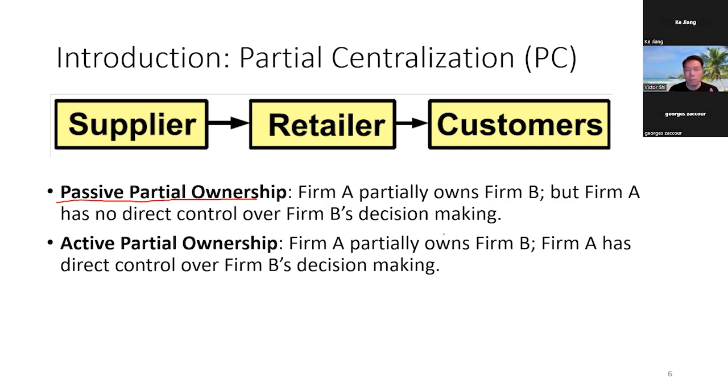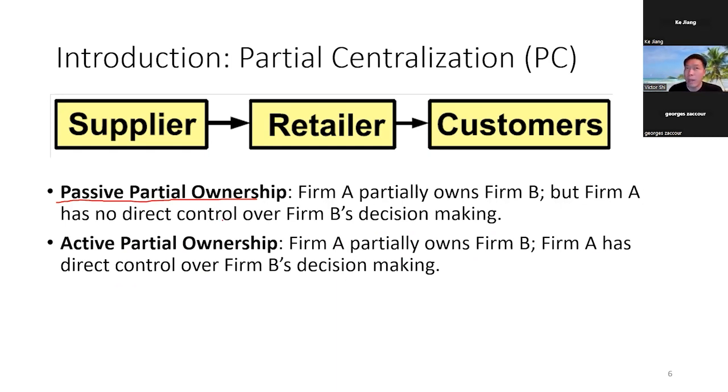So in reality, there are all kinds of possibilities, right? On the other hand, we may have active partial ownership. Okay, so A owns, say, 20% of B, right, or even 50% of B, but A does have direct control of B's decision making. As I mentioned, right, both are possible, right?